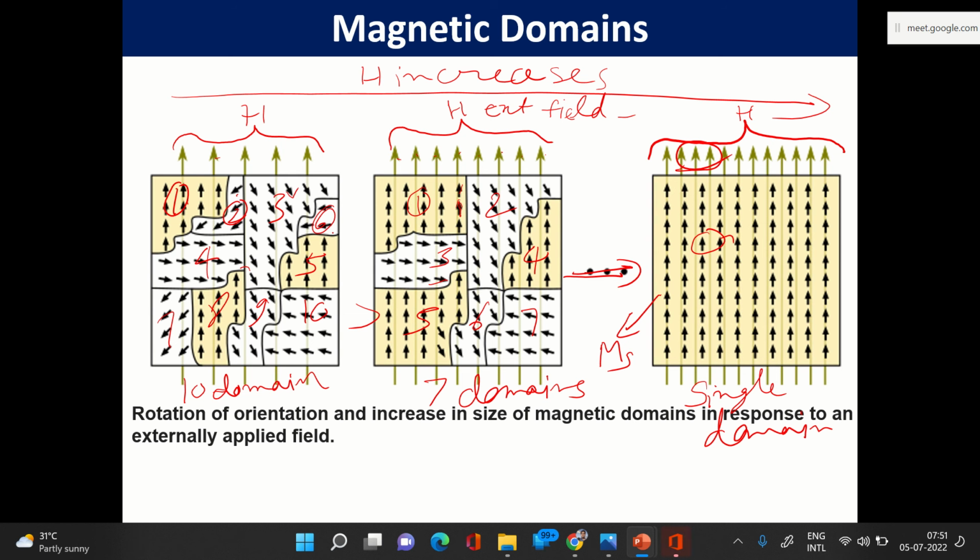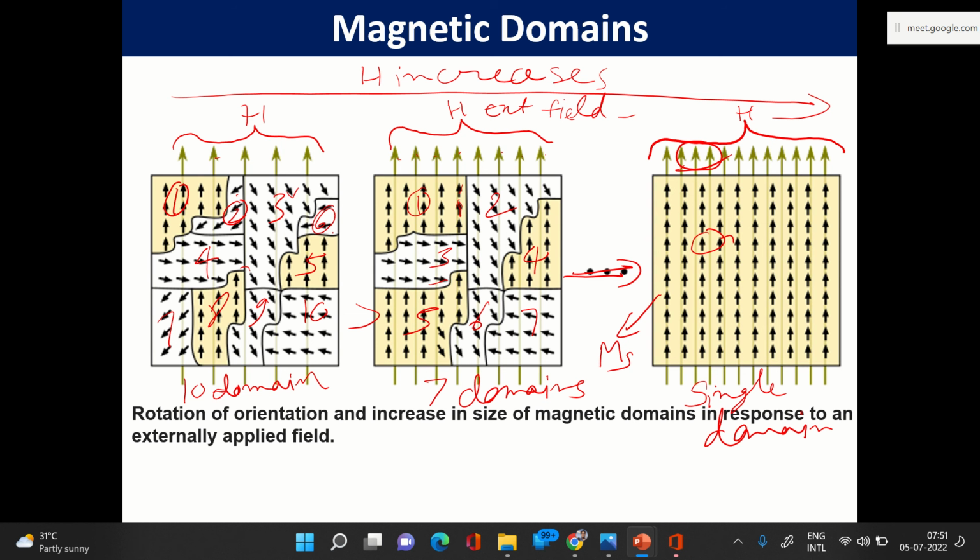So you have a large number of domains initially, a collection of several small areas. Each one of them has spins aligned in different directions. They are not all pointing in one direction. Within one area they are pointing like this. So this is the situation.